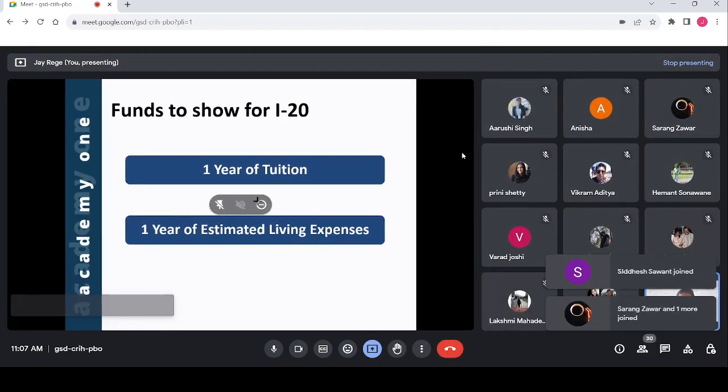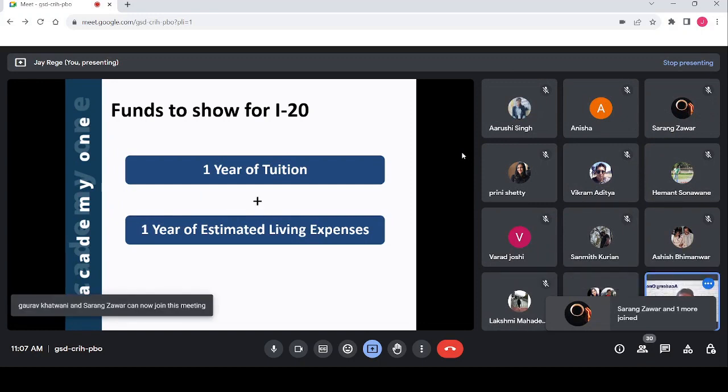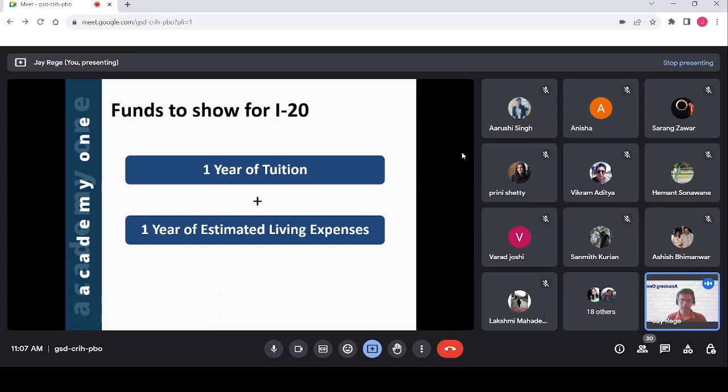For those who joined a little late, what I was saying is that to get your I-20 from the university, you will need to show 1 year of tuition plus 1 year of living costs as estimated by the university. Only then will the university give you the I-20.